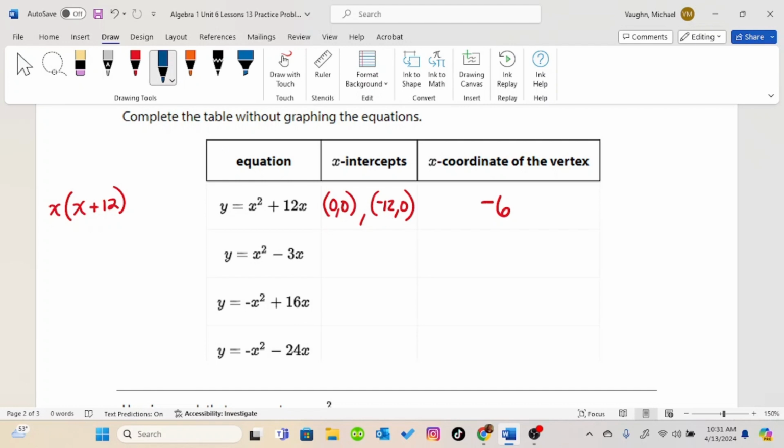Next, again, I'm going to factor out an x. X squared divided by x equals x. Negative 3x divided by x equals negative 3. If x is my factor, then x equals 0, and my intercept is at the origin. If x minus 3 is my factor, then x equals 3, and my intercept is at 3, 0. The x-coordinate of the vertex is halfway between the two intercepts. Halfway between 0 and 3 is 1.5.